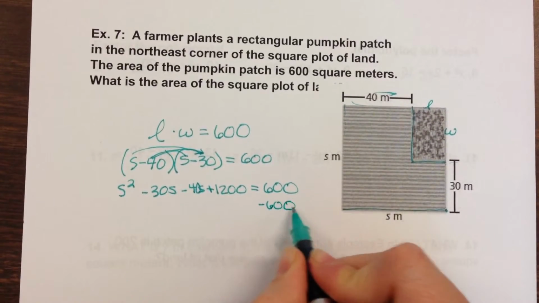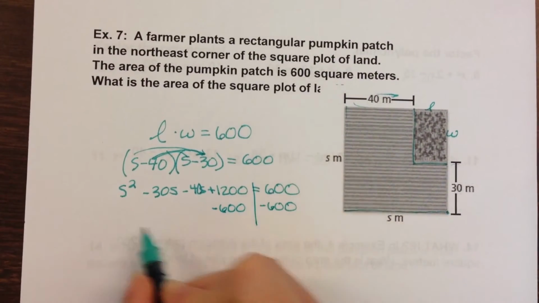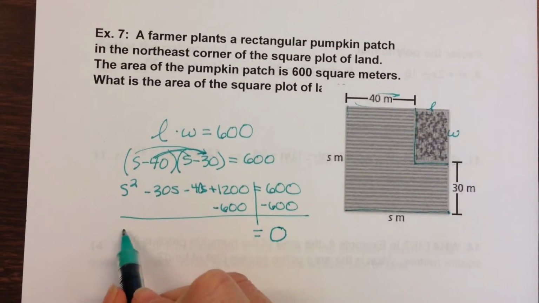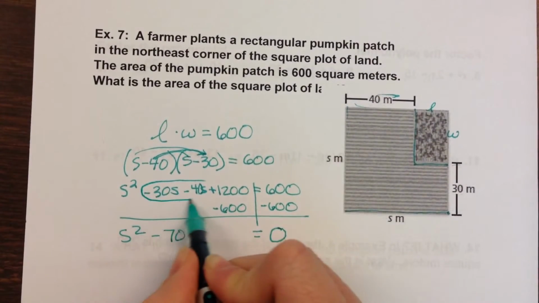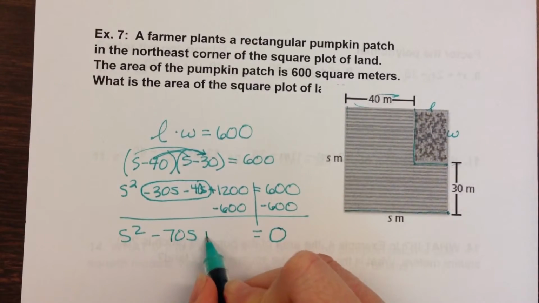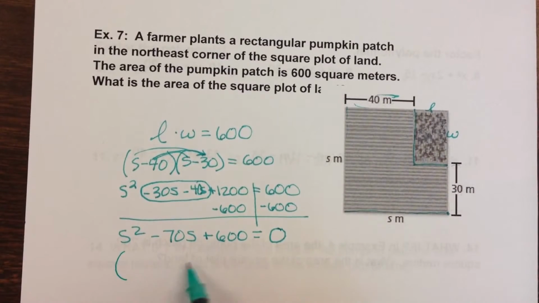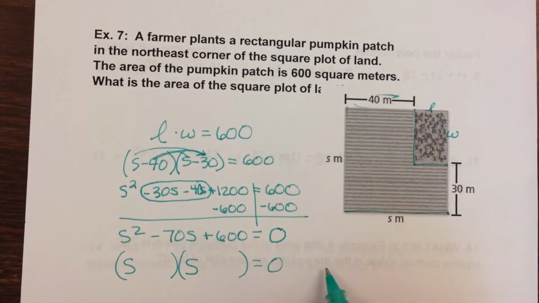So to do that, I'd have to subtract 600 from both sides. And I'm going to subtract it right here. It's like term. So now I have the 0, which means I can use the zero product property. And I have a polynomial on this side. I'm going to go ahead and combine those like terms. Negative 70S plus 600. But this has to be in factored form. So I have to think of what are two numbers that multiply together to get 600, that add together to get a negative 70. I can go ahead and split up my S's and think of these.